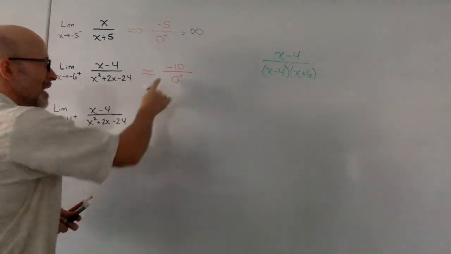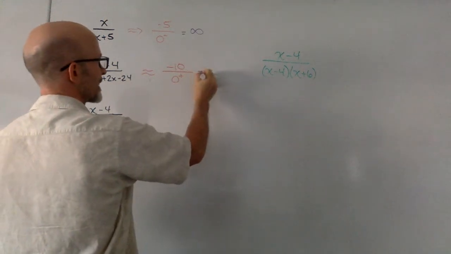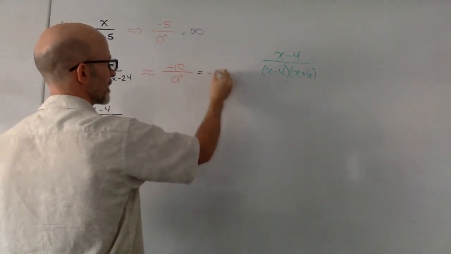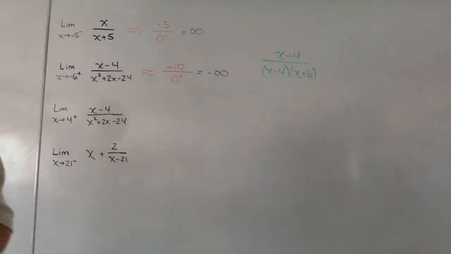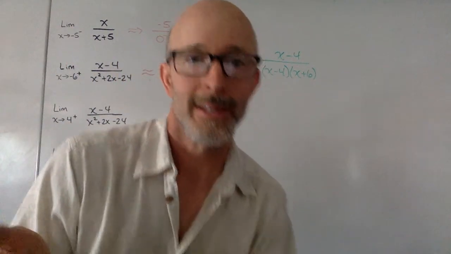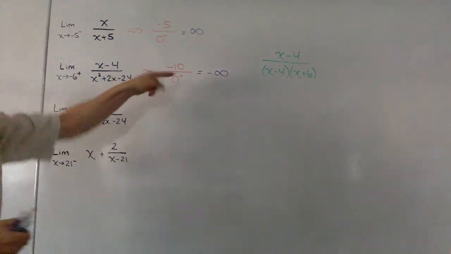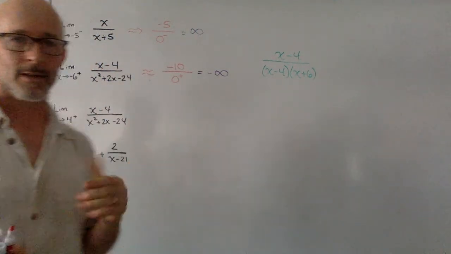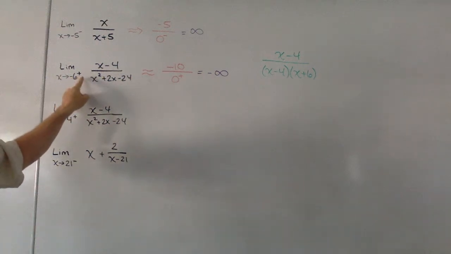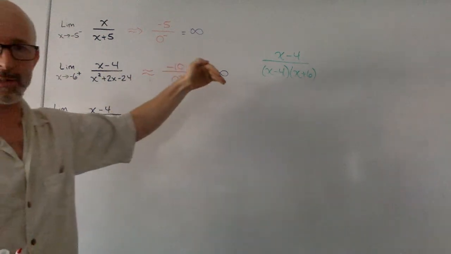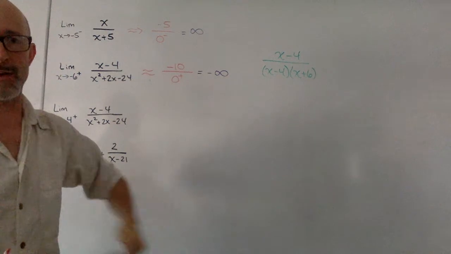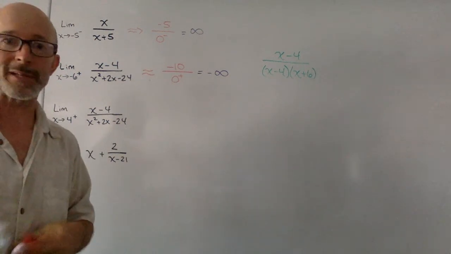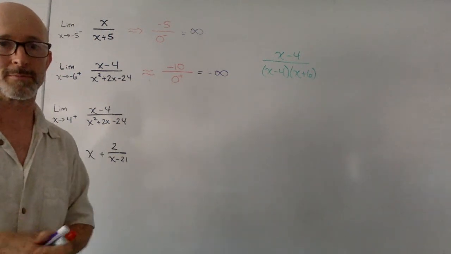We have a negative sign on top, we have a positive sign on the bottom. Guess what this limit is approaching? You got it. It's not a limit, but we're going to write -infinity there to tell us that as we approach -6 from the right-hand side, this graph is going to be going down. And we probably know there's a vertical asymptote there.